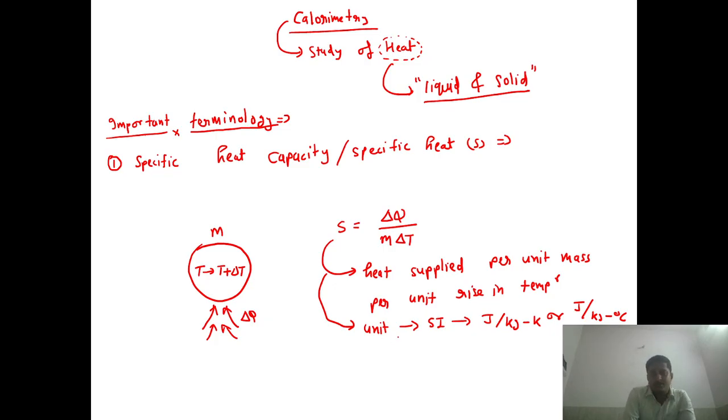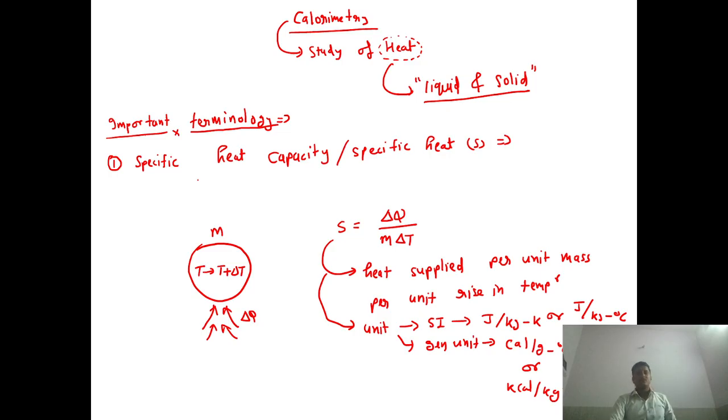Or if I say the general unit, that is also used, like calorie per gram degree Celsius, or kilocalorie per kg degree Celsius, like this. I will explain it to you. These are the units that can be used. Right now you just have to see the units that are used. This is our first definition, that is for specific heat capacity, denoted as S.